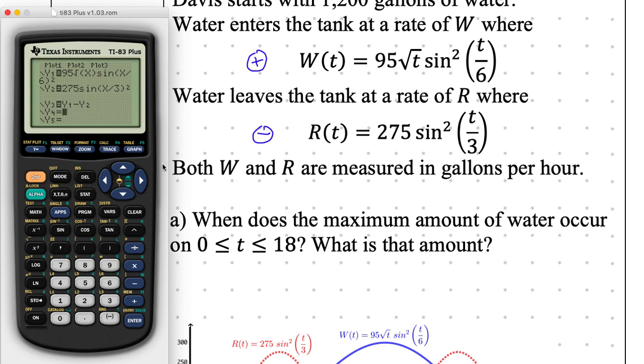Yeah. All right, so we have y1 minus y2. Everyone has the correct functions in their calculators. We should graph y3 now. So make sure that you're hovering over y2 and hitting enter, hovering over y1, hitting enter. So you're only graphing y3. Our window is going to be between 0 and 18. So 0, enter, 18, enter.